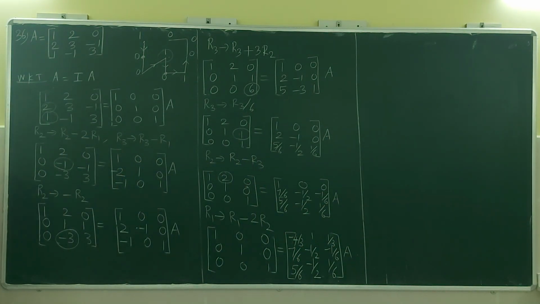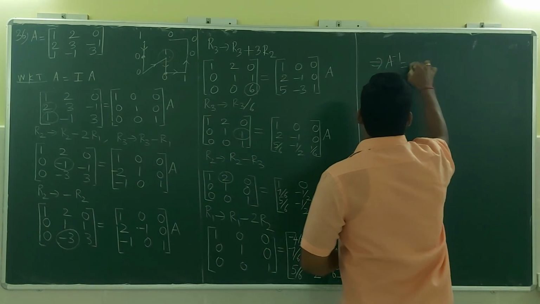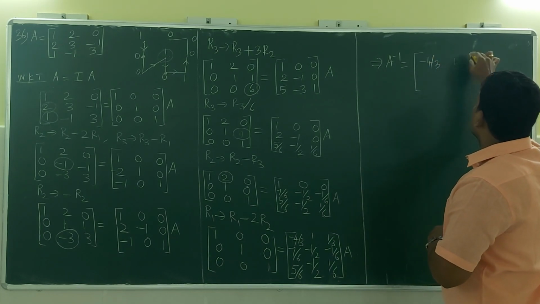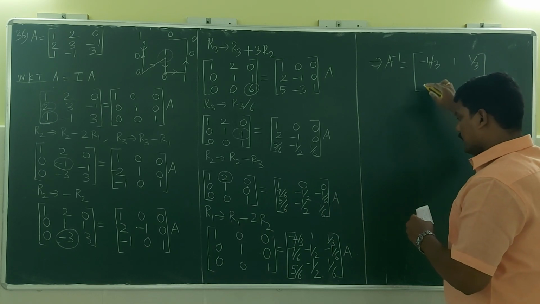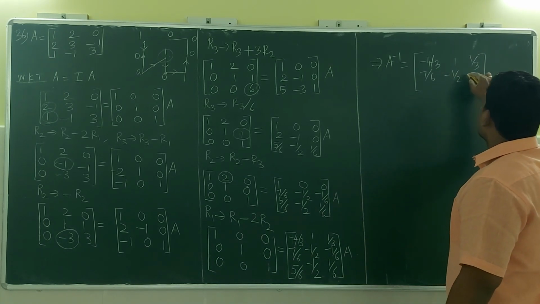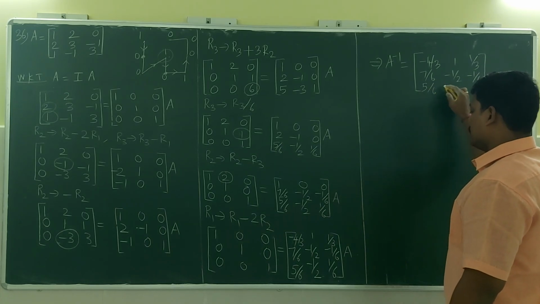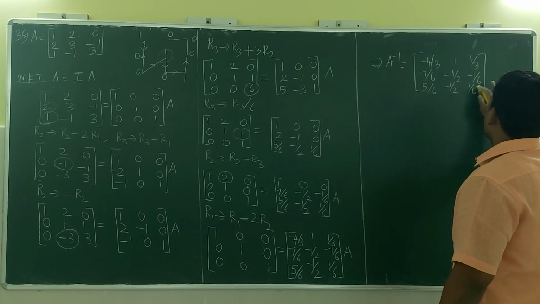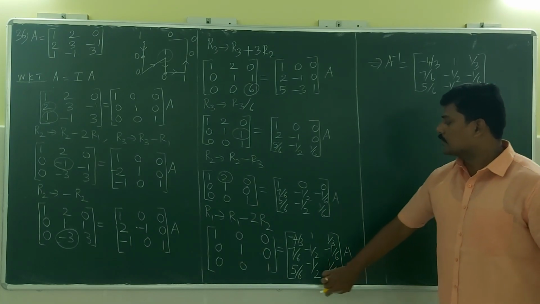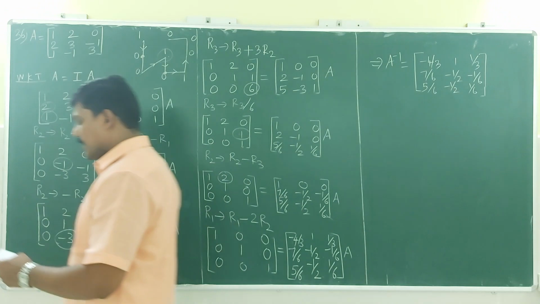Which implies A was this. Minus 4 by 3, 1, 1 by 3. 7 by 6, minus 1 by 2, minus 1 by 6. 5 by 6, minus 1 by 2, 1 by 6. This is my inverse, because identity matrix equals some matrix times A. So this matrix must be the inverse of A. This matrix must be the inverse of A. This is what we needed.